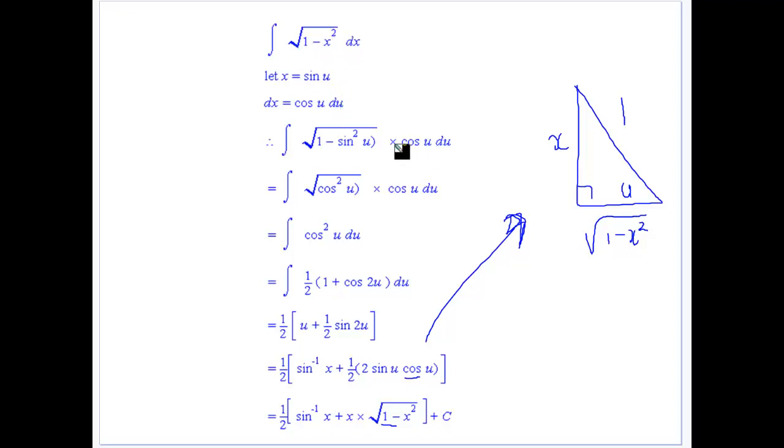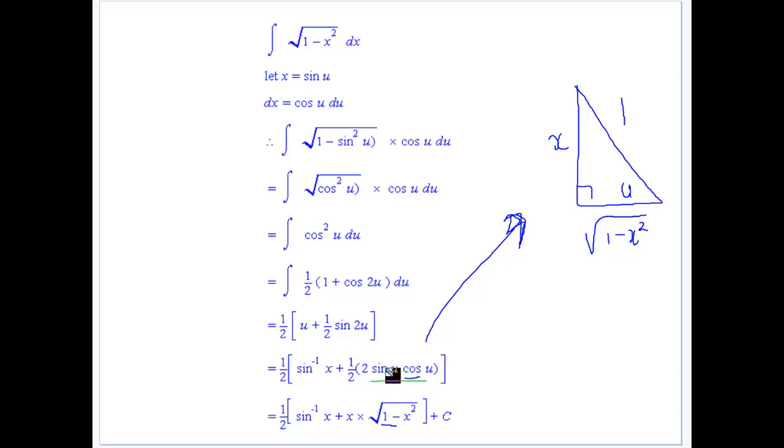So we know that we can start to manipulate it here by putting sine u in for x, and then dx would be cos u du. So take the square root of cos squared u, which is cos u, times cos u, gives us cos squared u, which we can manipulate to give us that, then integrate. So that would give us u when we integrate, which is just inverse sine of x, and a half sine 2u, which we need to still manipulate because we need to write that as 2 sine u cos u.